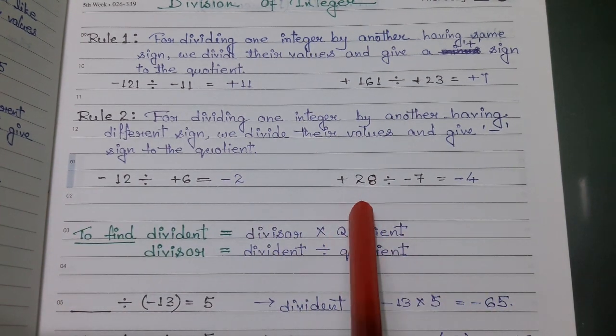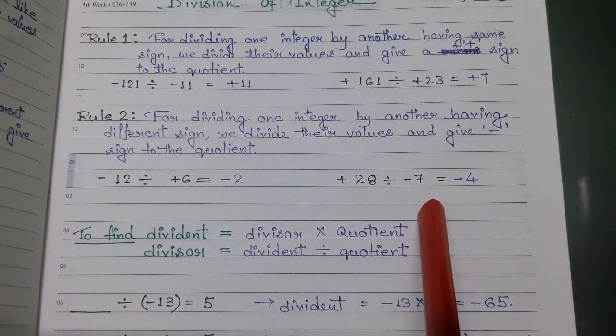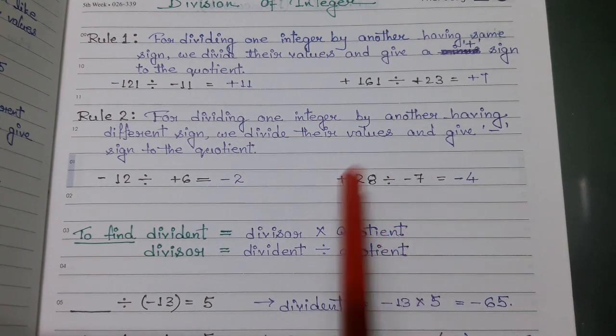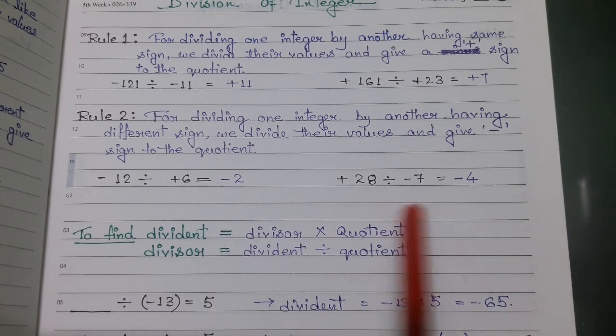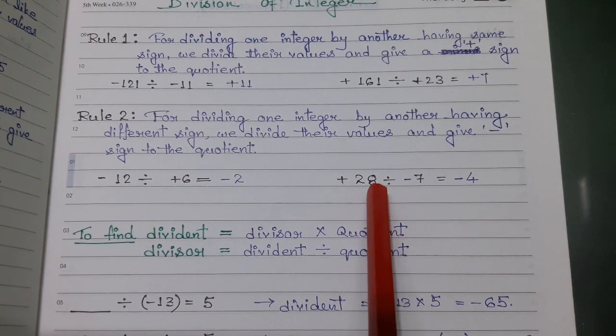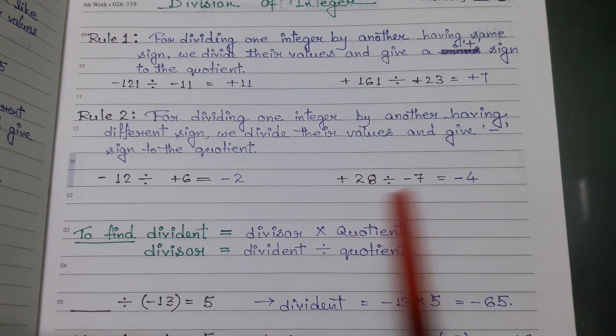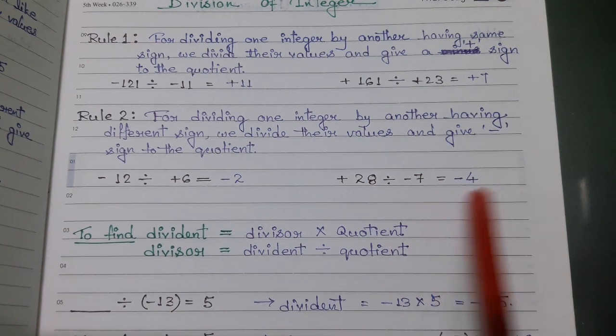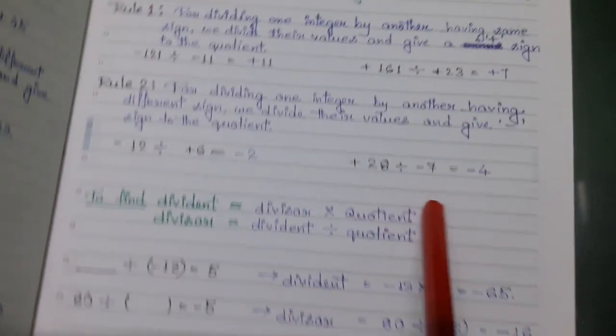For this sum, plus 28 divided by minus 7. You can see both the signs are different. So the answer will be negative. And 7 4s are 28. After dividing, we get 4. So the final answer is minus 4.